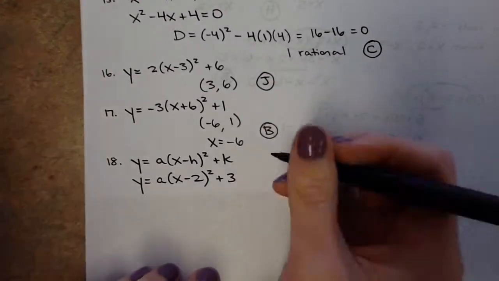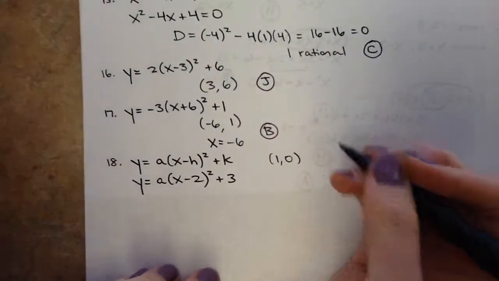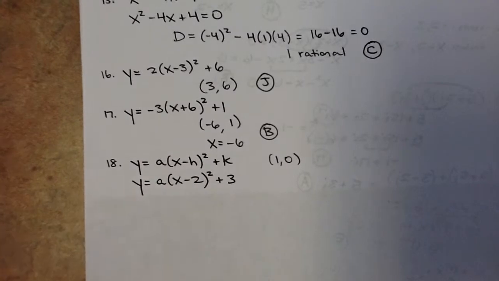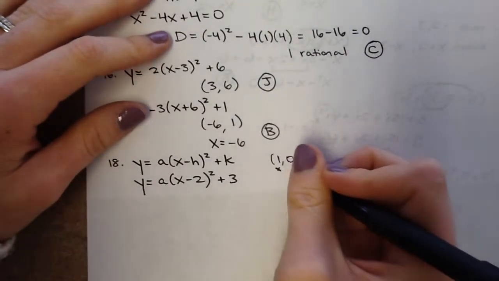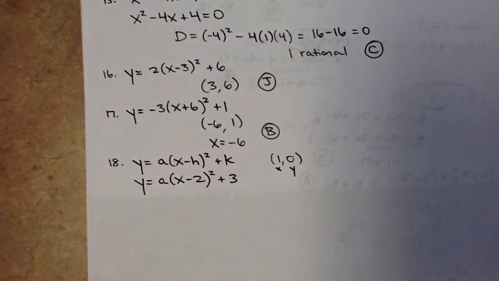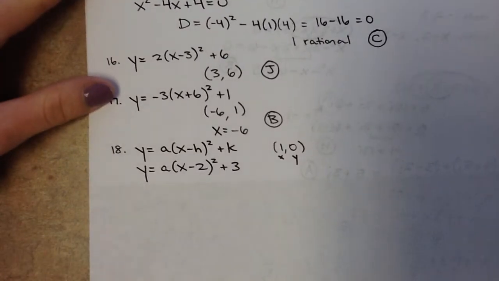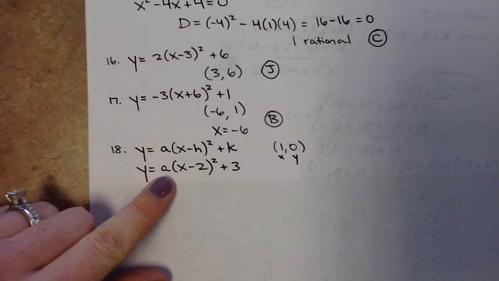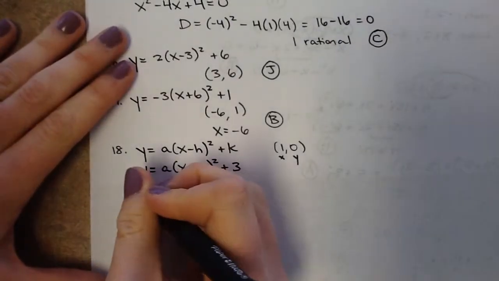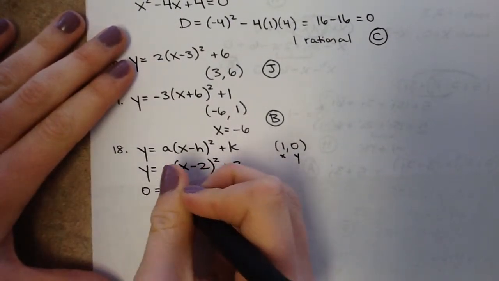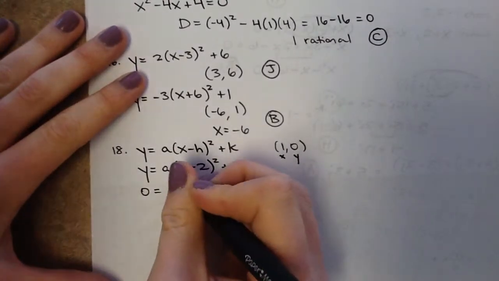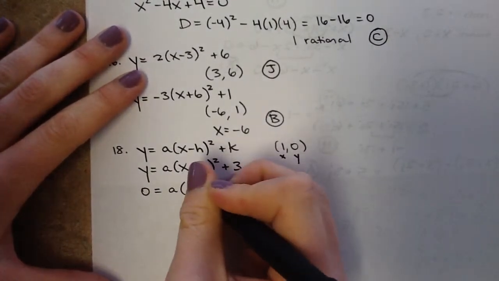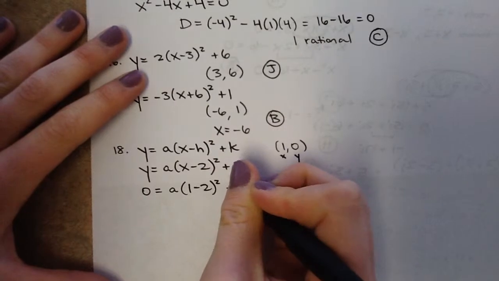And then it passes through the point 1, 0. If I give you a point like 1, 0, 1 is a sample x value, 0 is a sample y value. So what I can do is plug in 1 for x and 0 for y, and then the only thing I need to solve for is a. In place of y, I'm going to plug 0. Here's my a. That's what I'm going to solve for. Plug in 1 for x, and then fill in the rest of the equation.